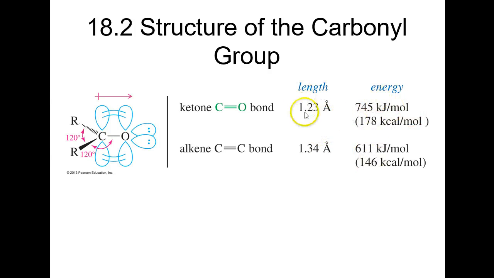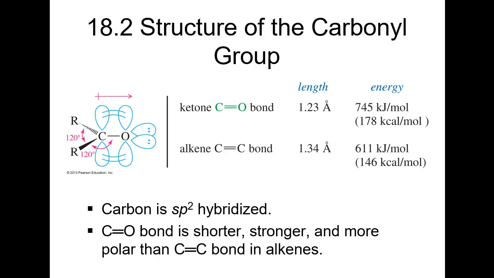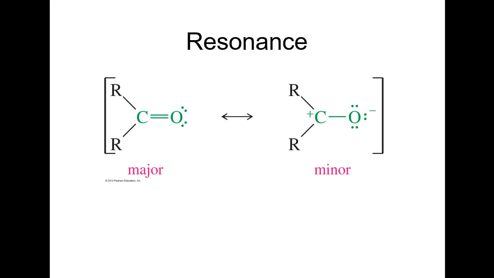You don't need to know these numbers, just know that the bond is a little bit shorter and a little bit higher in energy. Okay, so we also know it's sp2 hybridized, so the carbonyl bond is shorter, stronger, and more polar than the C=C double bond in alkenes.